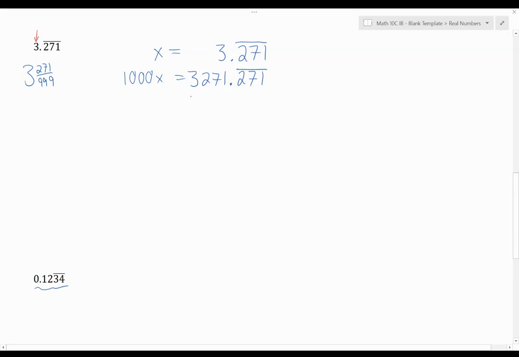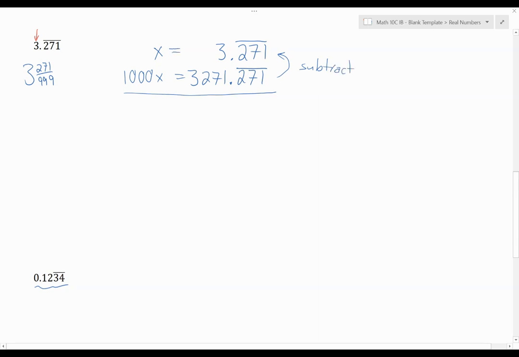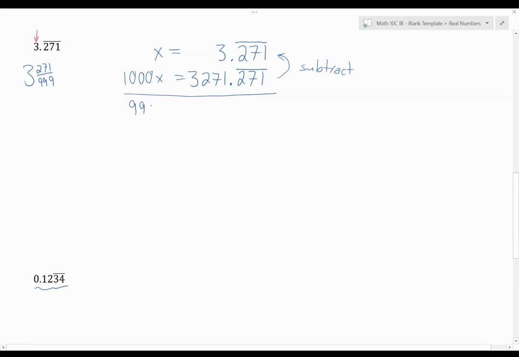Now what I'm going to do is subtract. So I'm going to subtract the left side from the left side, and I'm going to subtract the right side from the right side. So 1000x minus x is 999x.